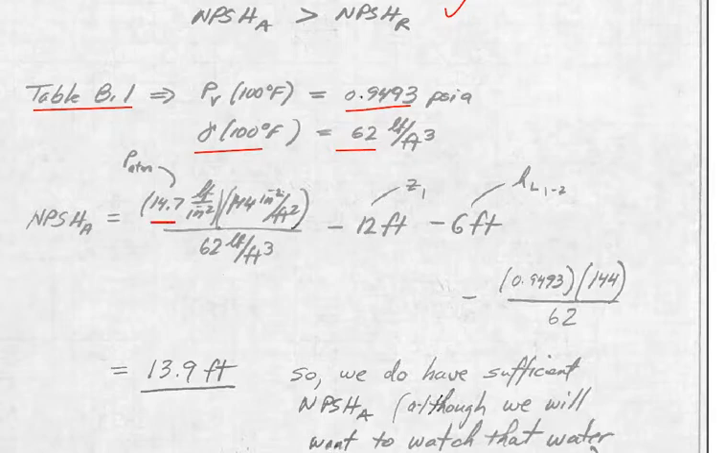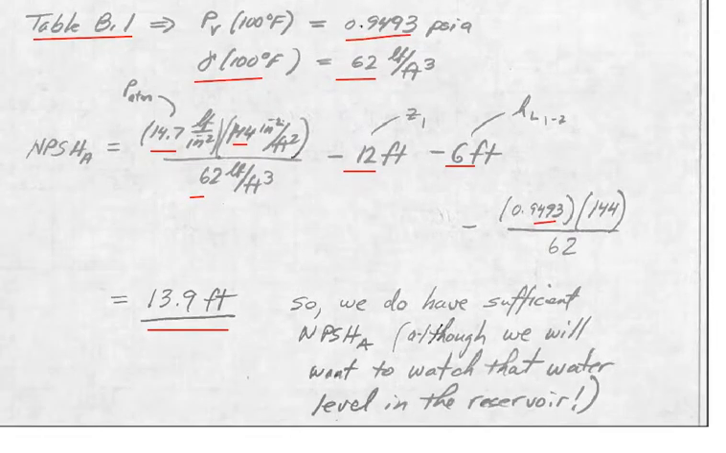Got our atmospheric pressure, 14.7 pounds per square inch. Conversion, 144 square inches per foot squared, 62 pounds per cubic foot. We've got our Z1, we've got our given head loss, and here's our vapor pressure. So we put all those in, and it says that the available net positive suction head is 13.9 feet. So, technically speaking, we do have sufficient net positive suction head available because 13.9 is certainly greater than 13.